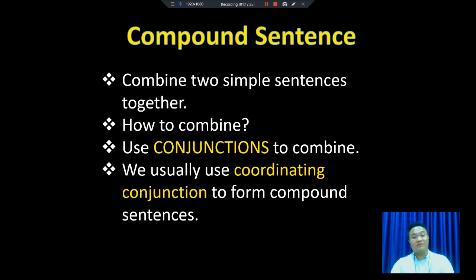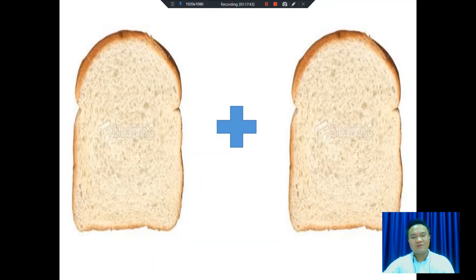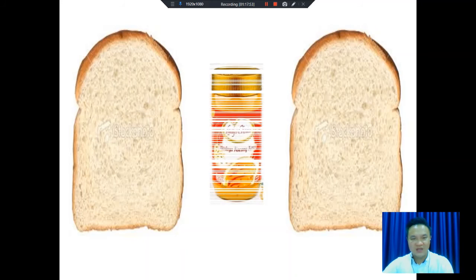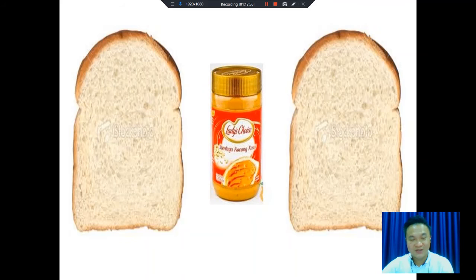Don't worry about the terms here. What is coordinating conjunction? I will explain it, okay? Don't worry, yeah? So let's look at it. Basically, it means the first sentence and the second sentence are like two pieces of bread. When you want to stick this bread together, you need peanut butter. So peanut butter functions as a conjunction. This is just a picture that I gave you. What is the compound sentence?